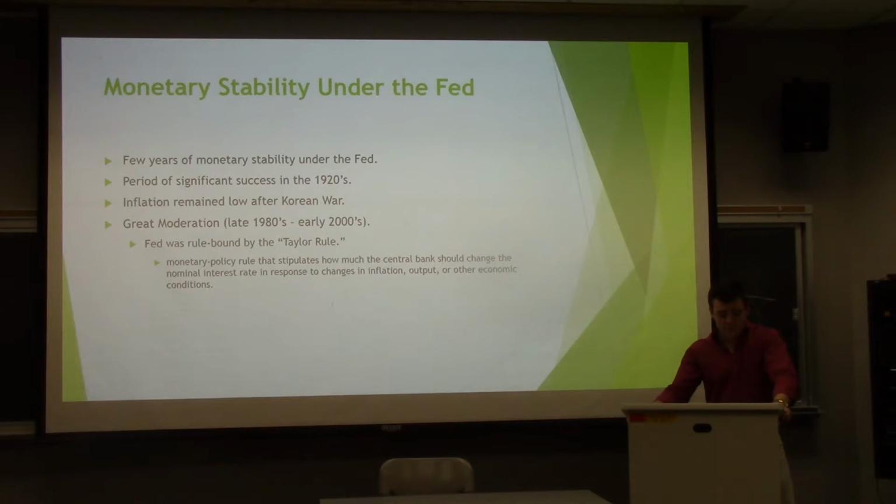There have been a few years of monetary stability under the Fed. There was a time of significant success in the 1920s when the Fed was constrained by the post-war, modified gold standard, and the economic and fiscal policies of the Harding and Coolidge administrations. Inflation remained low after the end of the Korean War. Some think that this was due to the Fed obtaining independence from the Treasury, but it was really due to President Eisenhower's dislike of deficit spending.